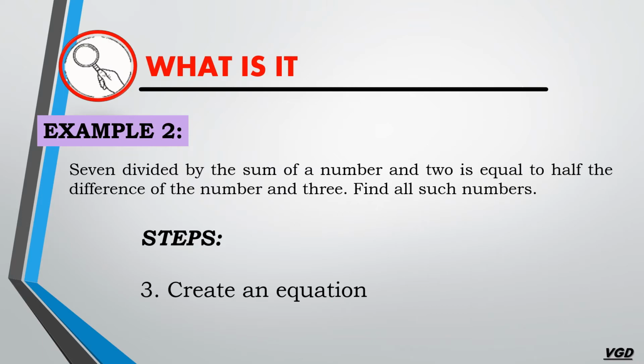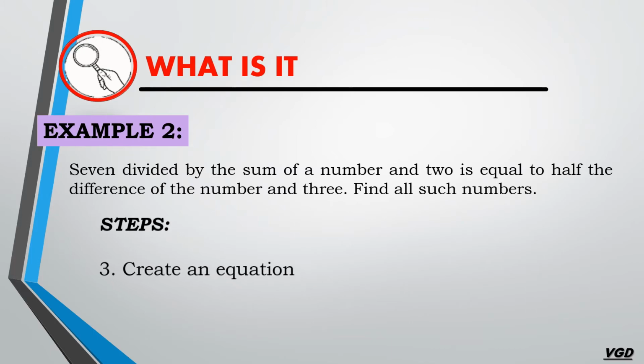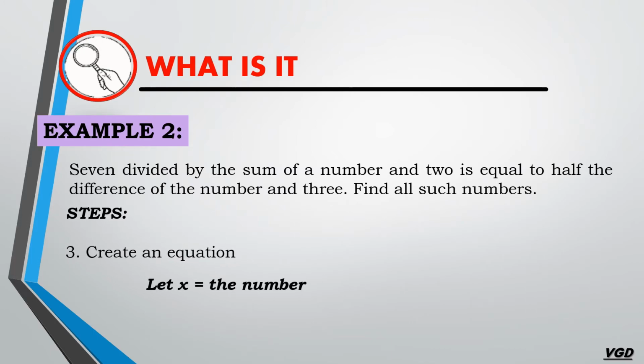Now let's create an equation based on the problem. Since we don't know what that number is, we can just assign that number to any variable in the alphabet. So in this case, we will have x as that assigned variable, which will be equal to the number. So from there, we will be able to create our equation.